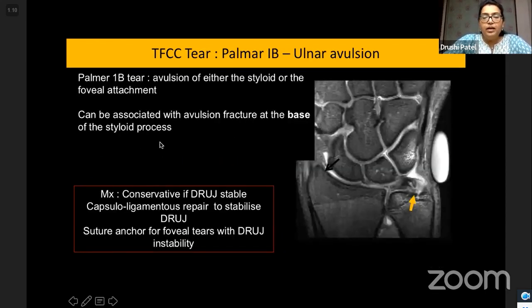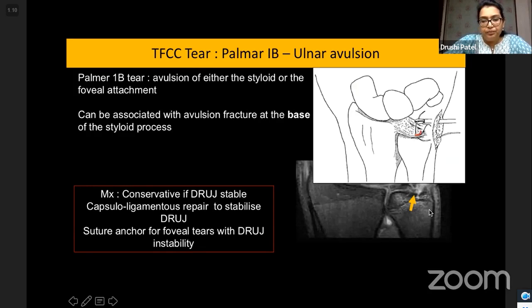Coming to 1B, 1B are basically avulsions of the peripheral attachments. It can be either the styloid or the foveal attachment, or there can be an avulsion fracture at the base of the styloid process. And the management depends upon the stability of the distal radioulnar joint. So if the distal radioulnar joint is stable, then only conservative treatment is done, or capsulo-ligamentous repair is done to stabilize the DRUJ. If it's not stable, suture anchors are put to fix the foveal tears.